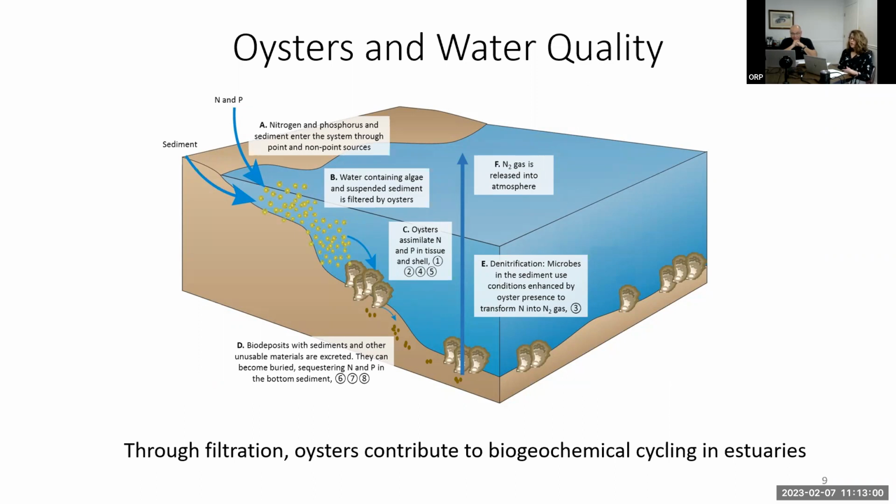So for example, microbes that are associated with oysters can denitrify nitrogen into nitrogen gas, which is then permanently removed from the system as it's off-gassed into the atmosphere. So through filtration, oysters can significantly contribute to biogeochemical cycling in estuaries. And this obviously has implications for improving water quality specific to the Chesapeake Bay.